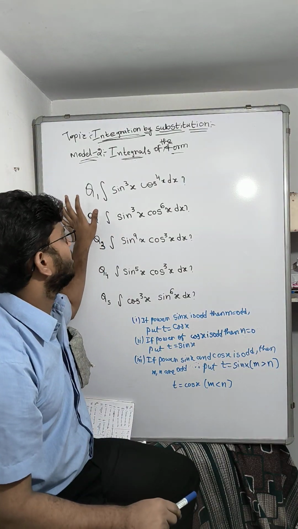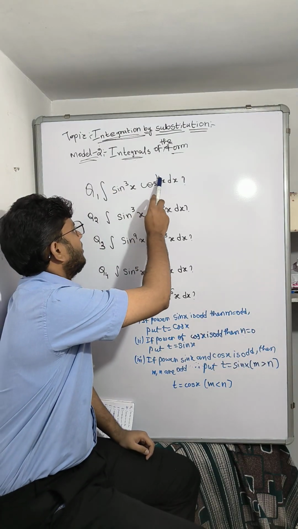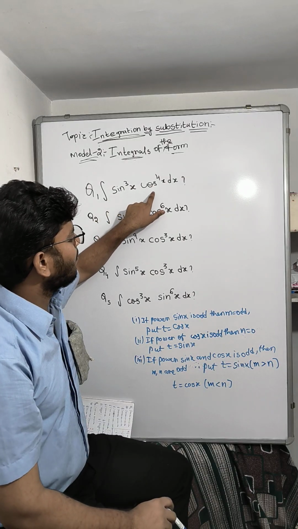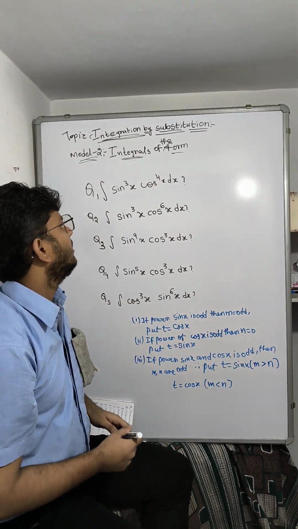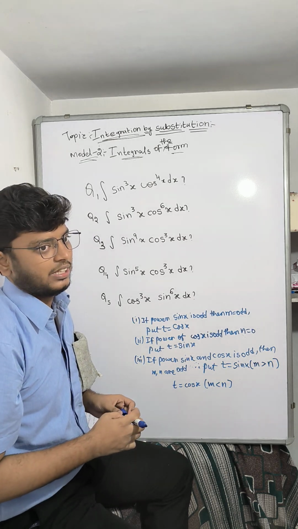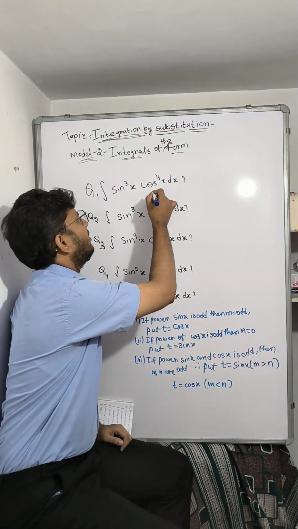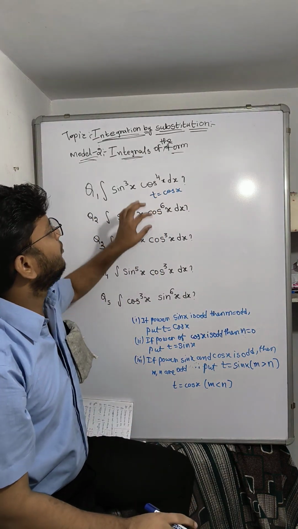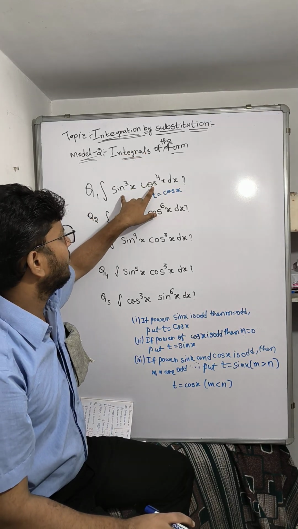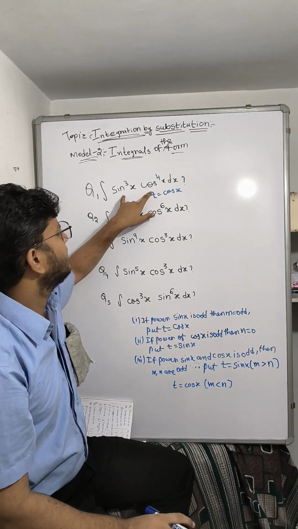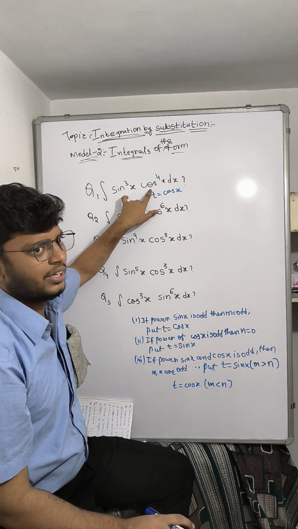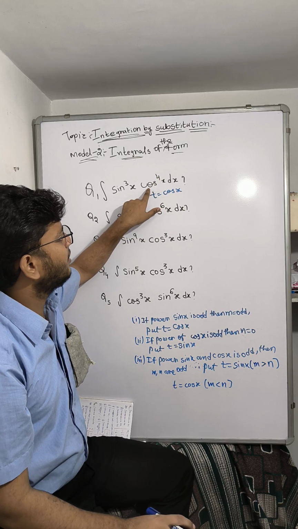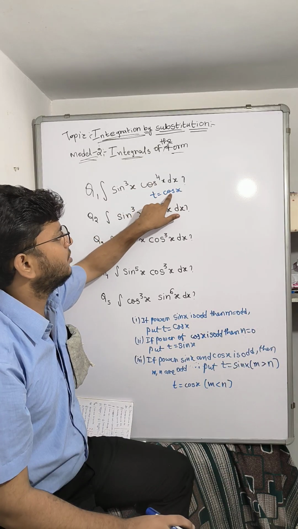Now come to question number 1. Which power is high? The power of cos x is high. Then simply t is equal to cos x. That's all. Between sin x and cos x, put t for whichever power is high. Here the cos power is high, so t is equal to cos x.